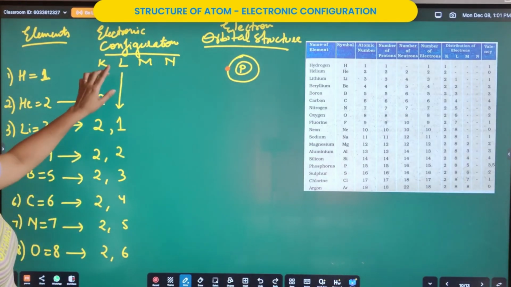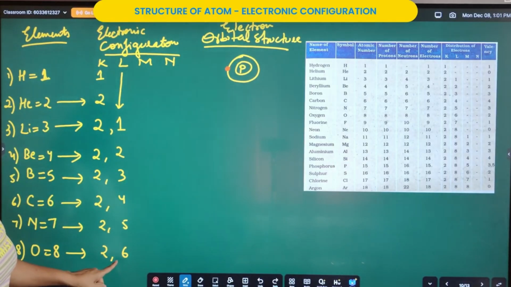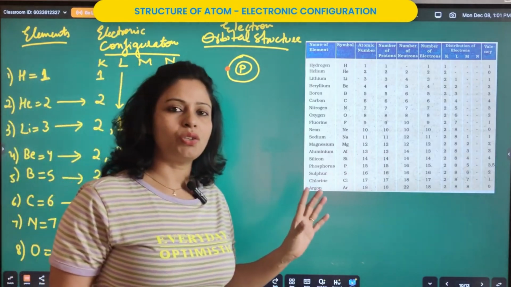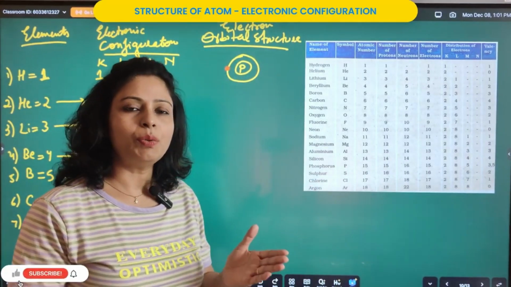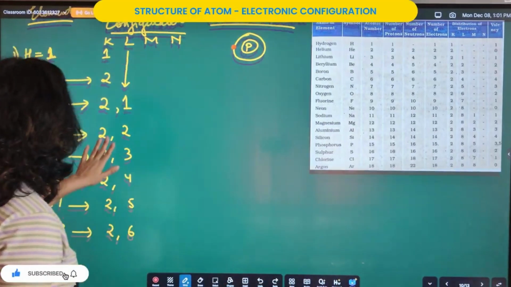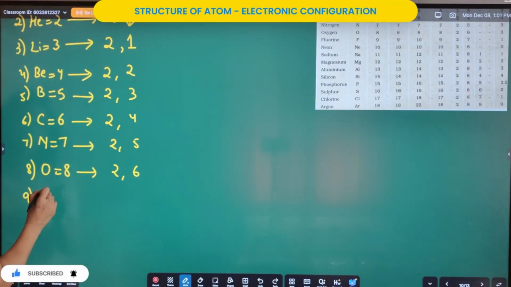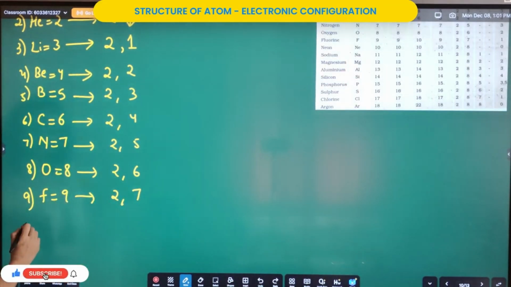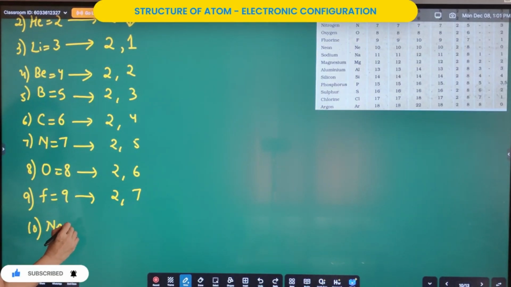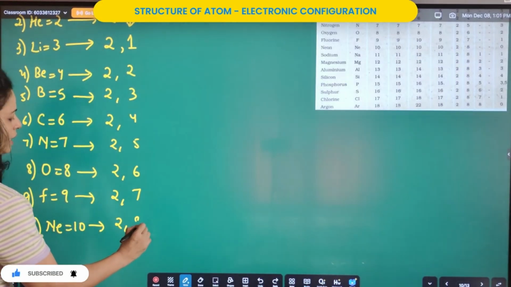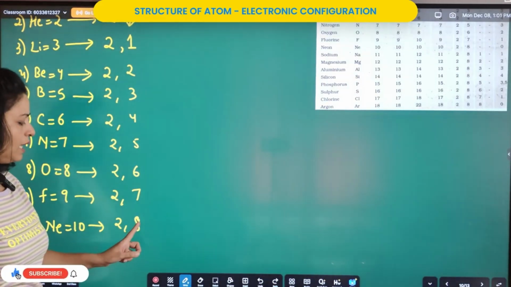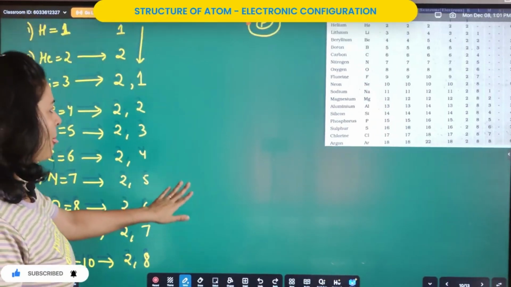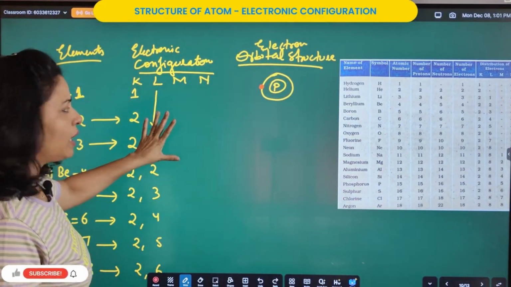So you see here, until the L shell gets filled with 8 electrons, we can keep filling it, because the L shell has a maximum capacity of holding 8 electrons. Now fluorine is 9, so 2, 7, that is 7 plus 2, 9, and the 10th element is neon with atomic number 10. Here it gets filled with 8 electrons. Now after this 8 we can't fill it with 9, we can't write 9 here. We have to go to the next shell later. So that's how the L shell has a maximum capacity of 8 electrons.